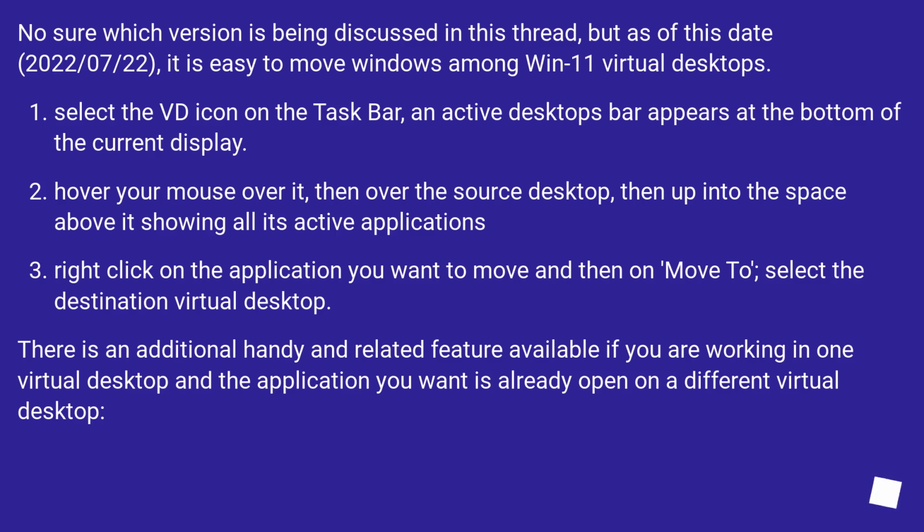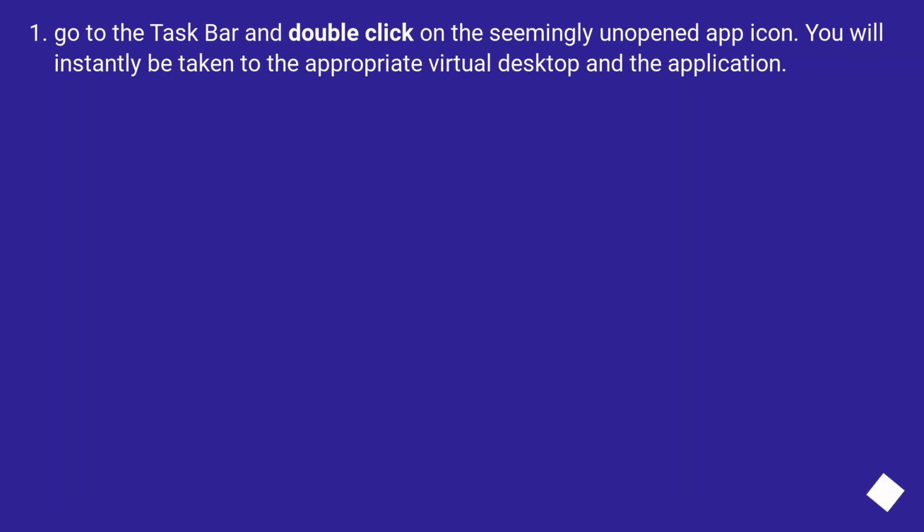There is an additional handy and related feature available if you are working in one virtual desktop and the application you want is already open on a different virtual desktop. Go to the taskbar and double-click on the seemingly unopened app icon. You will instantly be taken to the appropriate virtual desktop in the application.